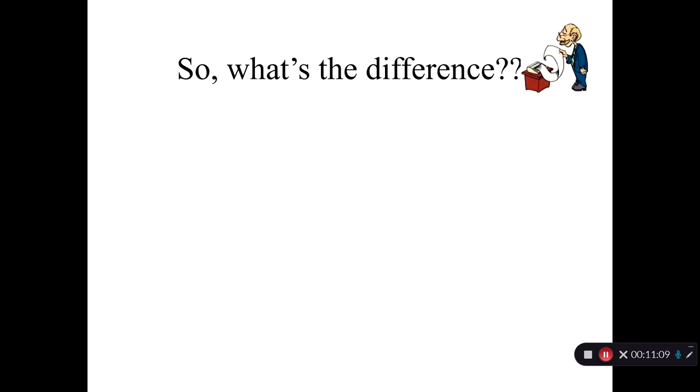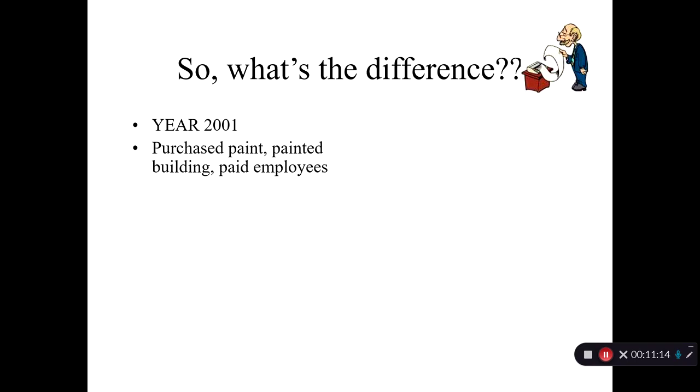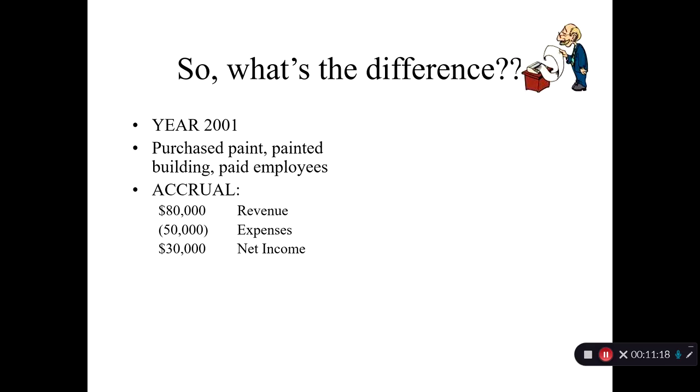So what's the difference? Let's take 2 years. In year 2001, our company purchased paint, painted a building, and paid employees. Under the accrual method, we're going to match revenues with the expenses. So we're going to say we earned $80,000, we had expenses of $50,000, which gave us net income of $30,000. If we were using the cash method, we didn't actually receive any money this year.